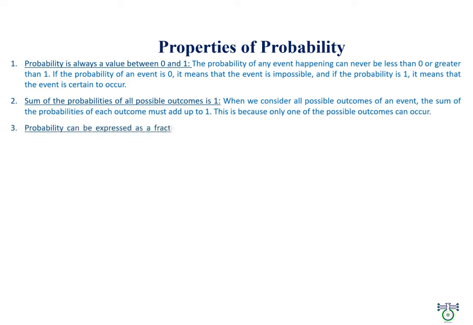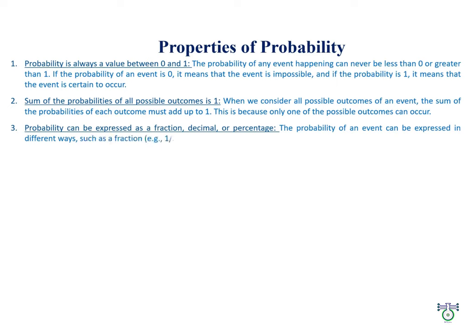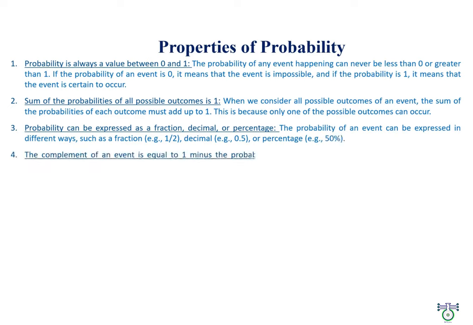Third, probability can be expressed as fraction, decimal, or percentage, which means the probability of an event can be expressed in different ways, such as fraction, it can be 1 by 2, decimal, it can be 0.5, or percentage, can be 50%. Fourth, the complement of an event is equal to 1 minus the probability of the event, which we also covered in the rules of probability.